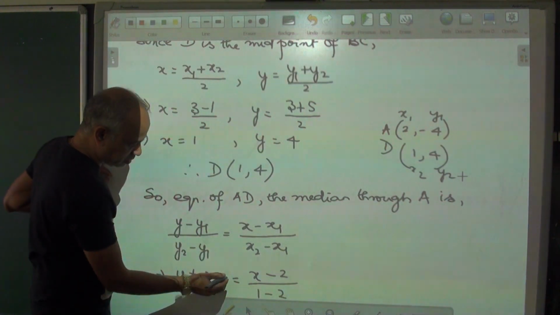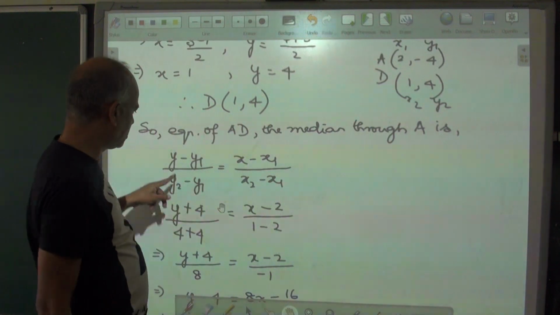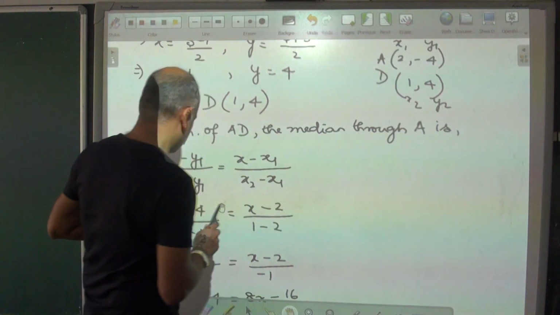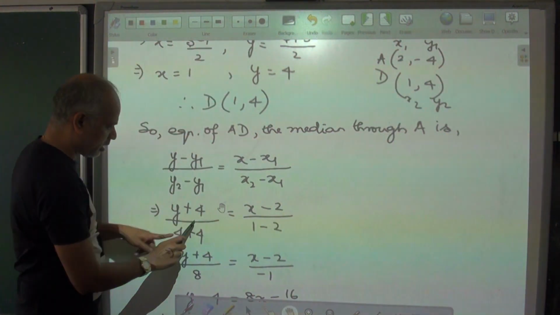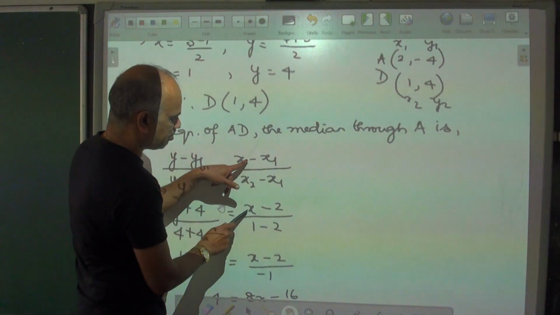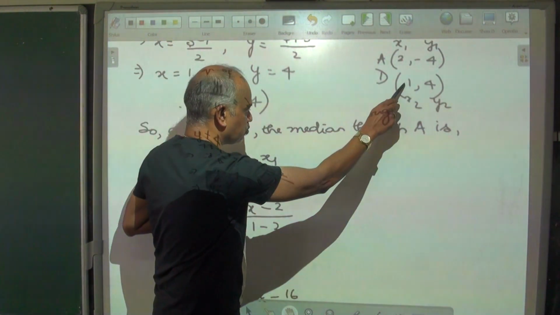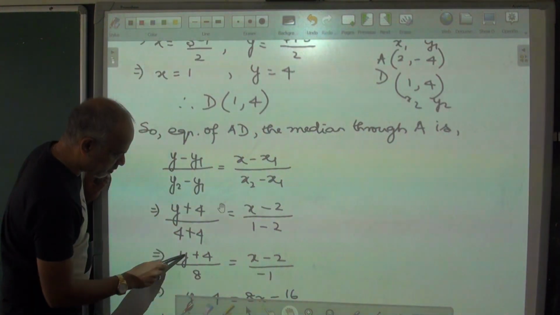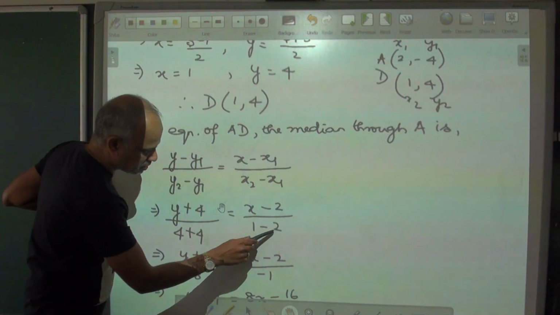So all that you have to do now is substitute these values in this equation. Y minus y1, that's minus of minus 4, that's plus 4, divided by y2 is 4, again minus y1 becomes plus 4, is equal to x remains the same, minus x1, that's minus 2, divided by x2 is 1 minus 2. That's y plus 4 by, if you add this, you will get 8, is equal to x minus 2, and if you subtract this, you will get minus 1.